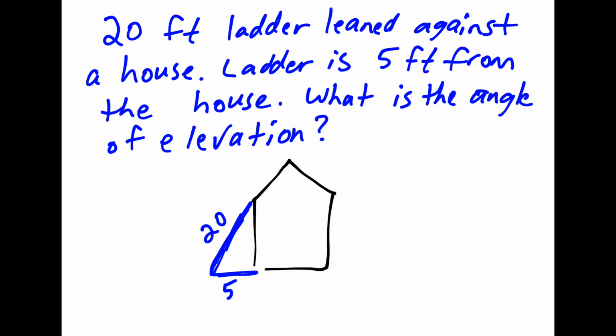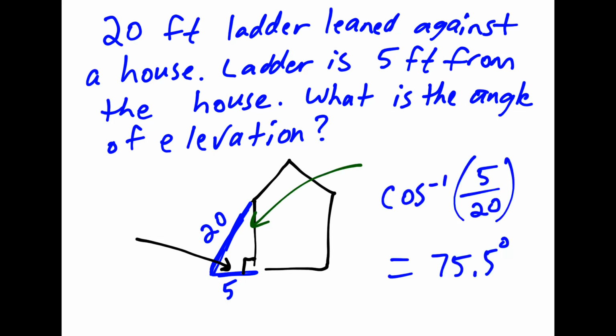Last couple, word problems like this. Given a 20-foot ladder that's 5 feet away from the house, when they talk about the angle of elevation, that means the angle at the bottom, this one down here. And you figure out that we're looking at cosine, and you take the inverse cosine of 5 over 20. If they had asked about the angle of depression, that would have been the one at the top. This one here is 75.5 degrees.